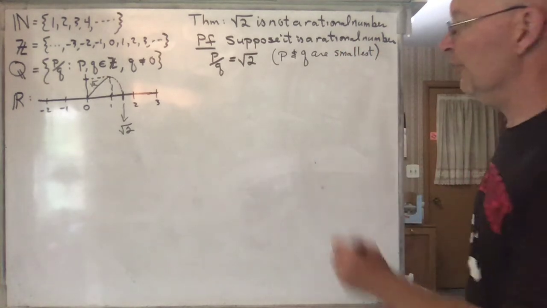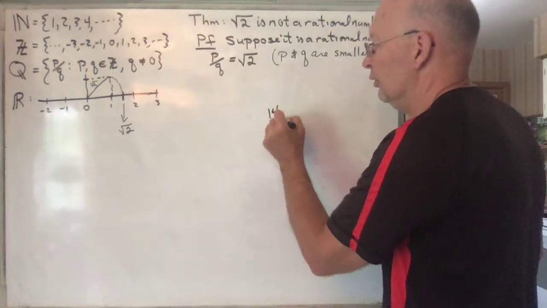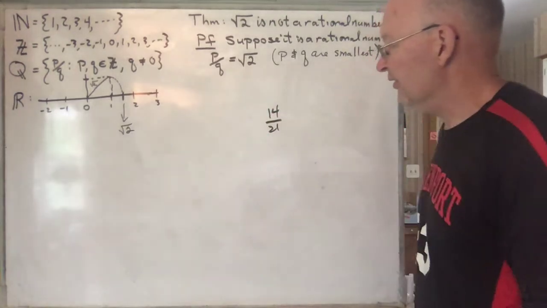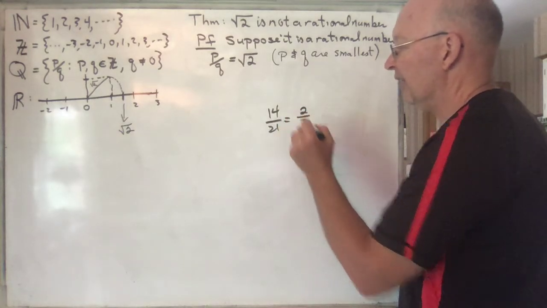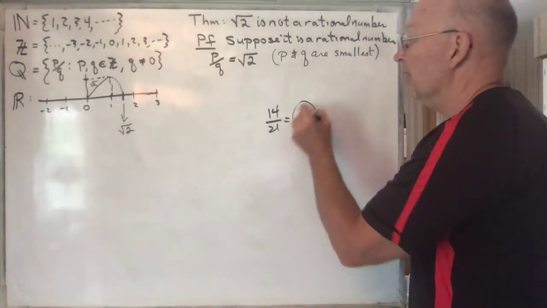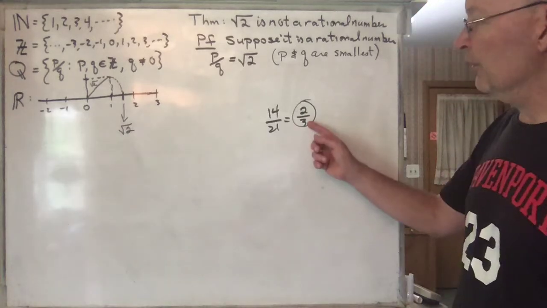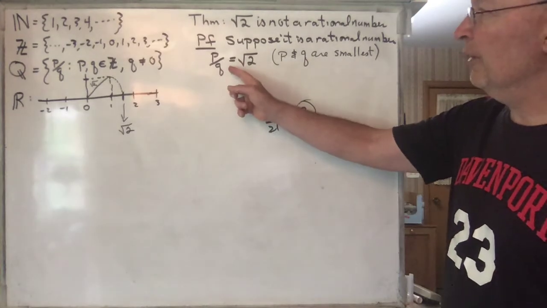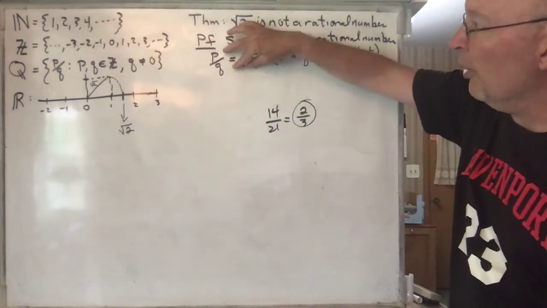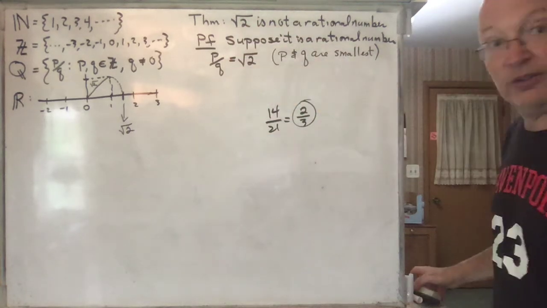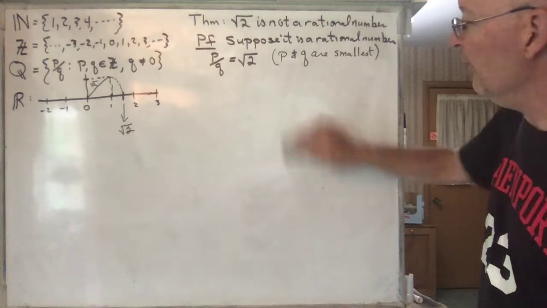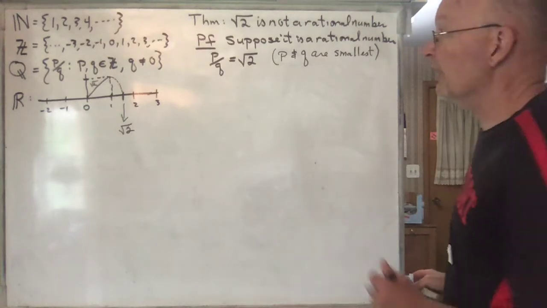Okay? Because, for example, if you had 14 over 21, you can reduce that to 2/3. That's exactly equal to 2/3, but those are the smallest numbers. You can't reduce this any further. So this has been reduced. These are the smallest possible numbers p and q, such that p over q gives you the square root of 2. Okay, you with me? So now watch what we can do.